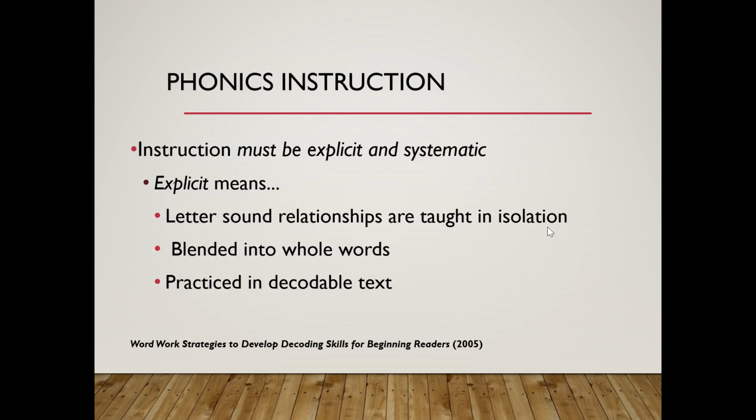So phonics instruction, just like other instruction that we've talked about before, must be explicit and systematic. Explicit means that we have to teach specific things in isolation. We have to be very, very specific with what we're teaching. If we are teaching the letter pair AI, we would only work on the letter pair AI and the sounds that those two letters together make and words that are created by using the vowel pair AI.